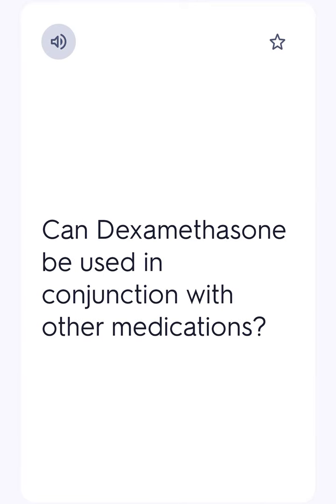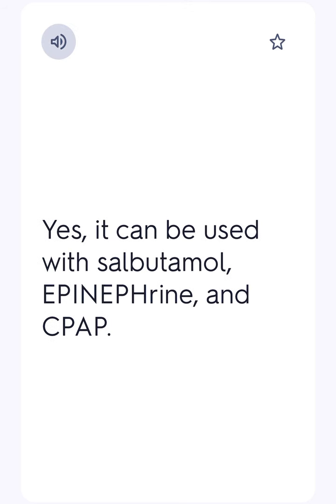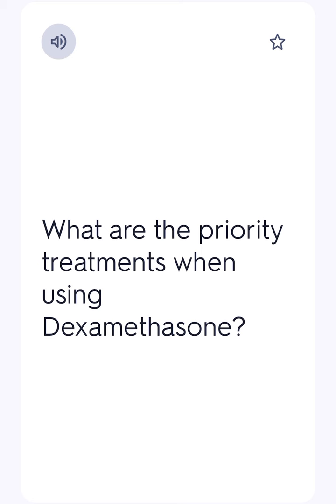Can dexamethasone be used in conjunction with other medications? Yes, it can be used with salbutamol, epinephrine, and CPAP. What are the priority treatments when using dexamethasone?